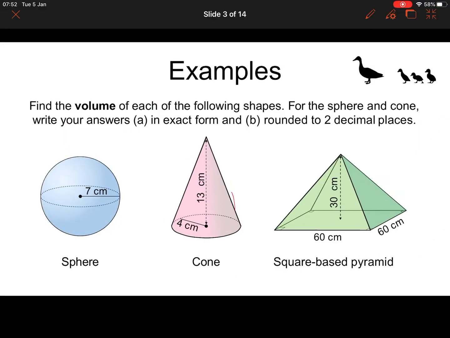Okay, what we're going to do here is work out the volumes, and I'm going to do surface area actually, of each of these shapes. Okay, so we've got a sphere.